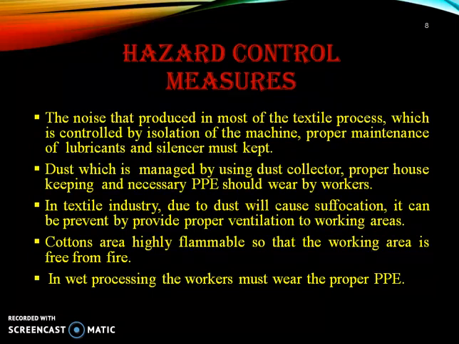Hazard control measures. Noise is one of the major problems in all textile industries. It is produced in most processes like spinning, knitting, wet processing, etc. This noise is controlled by isolation of the machine, proper maintenance of the machine, and by using a silencer. By using these techniques, we reduce the noise from the machine itself. And using earplugs and earmuffs, we protect the ear from the noise.